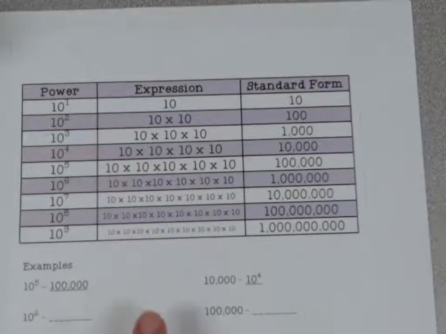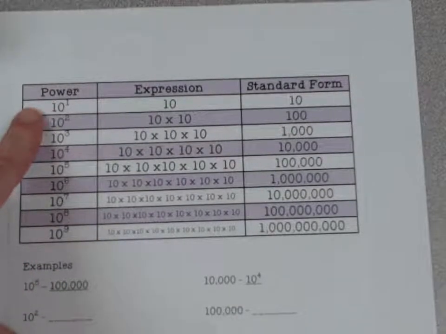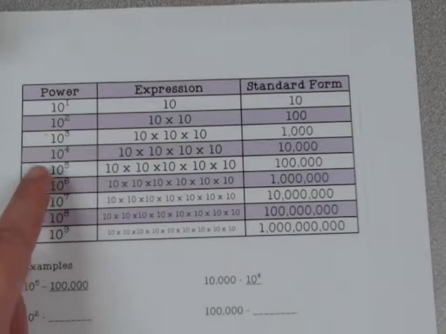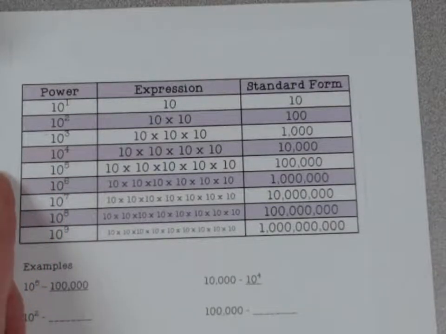Now it's just a very simple chart. You have 10 to whatever power. For example, 10 to the first power is basically 10. 10 to the second power, if you were to express that, would be 10 times 10, or 100. 10 to the third power would be 10 times 10 times 10, or 1,000.